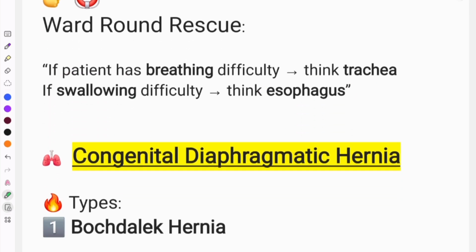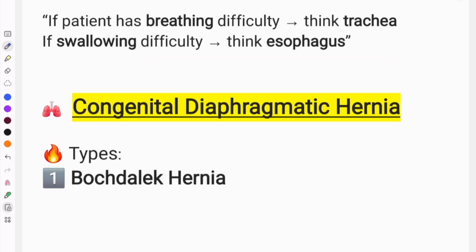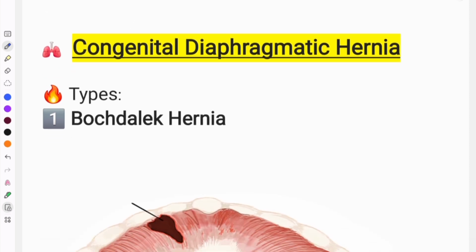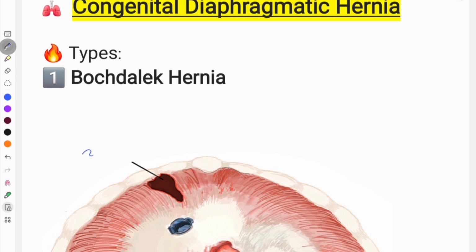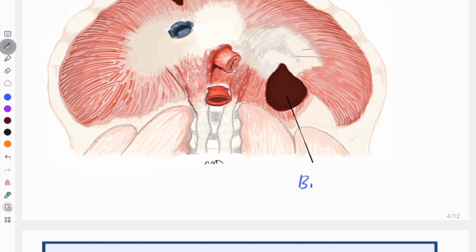Let's move on. Another important topic is congenital diaphragmatic hernia. It is herniation of the bowel loops into the chest cavity or thoracic cavity through a defect in the diaphragm. There are two major types of congenital diaphragmatic hernia: the one in the right anteromedian, which is Morgagni hernia, and the left posterolateral, which is Bochdalek hernia.